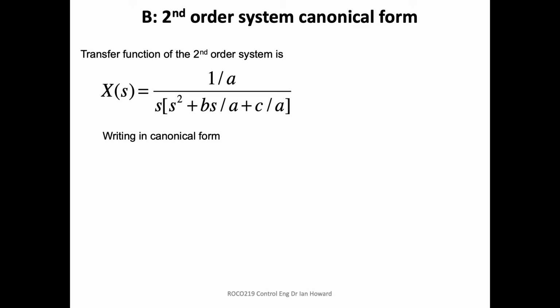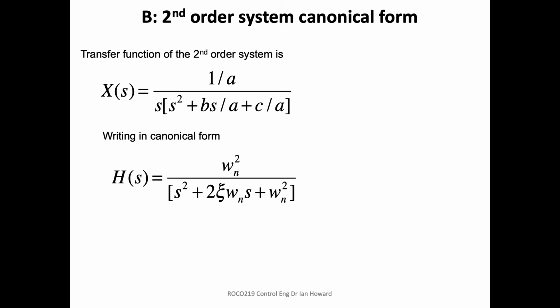So we've got our transfer function. Now we need to write that in canonical form. So we really need to concentrate on the denominator here. Canonical form is when there is just a unity term in front of the s squared, so we've already got that. The term in front of the s relates to having 2 zeta omega n, zeta being the damping ratio and omega n being the natural frequency. And the constant term at the end is going to be omega n squared.